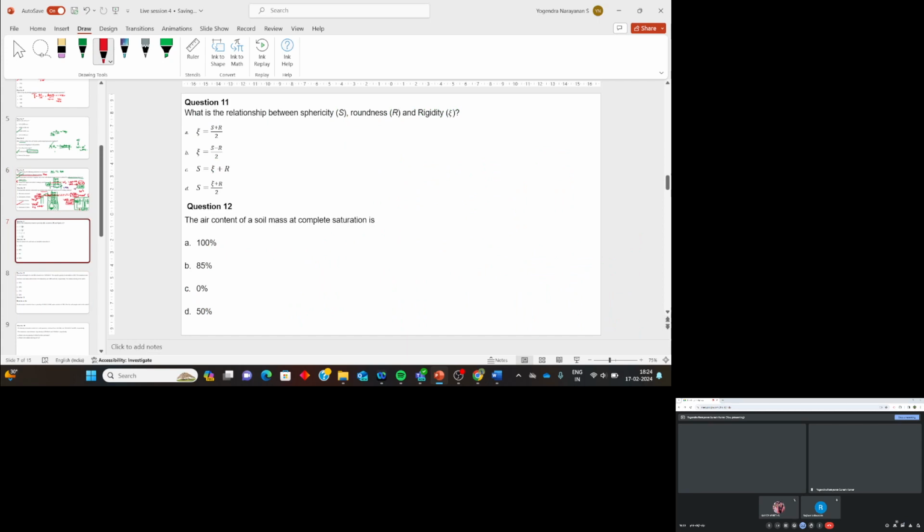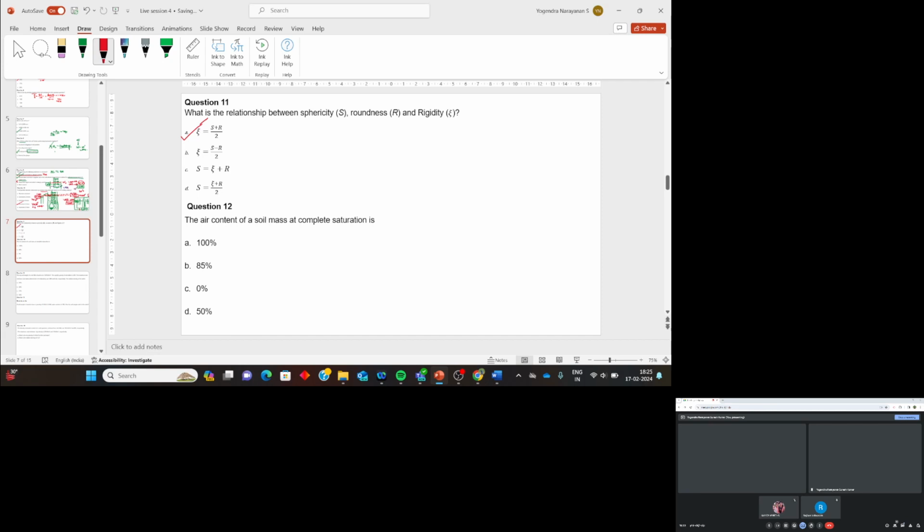What is the relationship between sphericity, roundness and rigidity? Any idea? No idea, sir. Okay. So, usually, the average of sphericity and roundness will be rigidity. So, option A is the right option. Alright. Okay, sir. Moving to the next question.